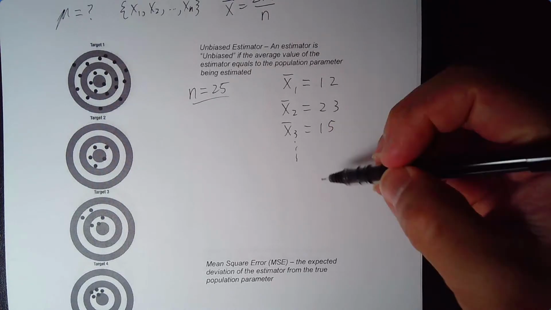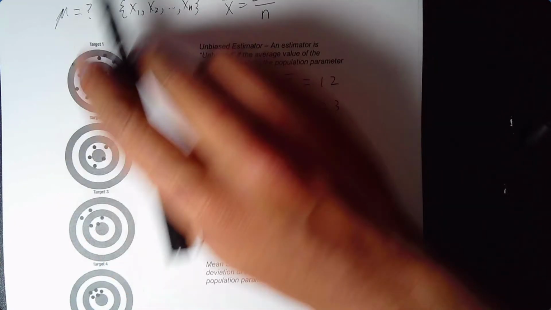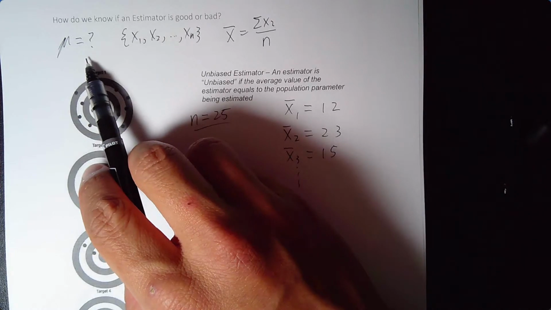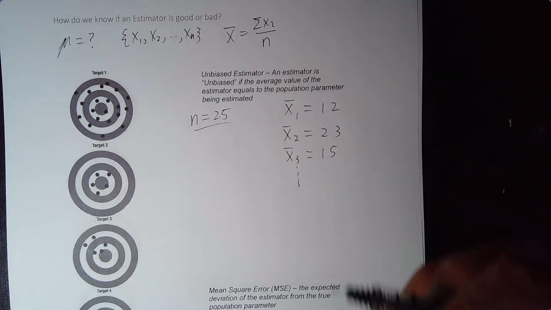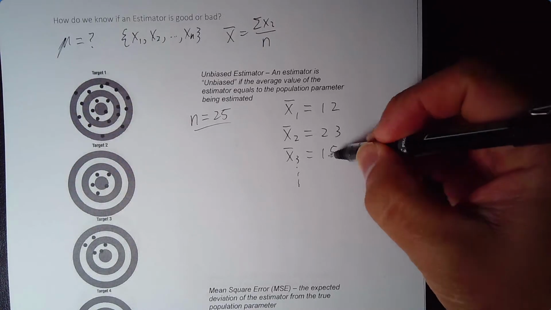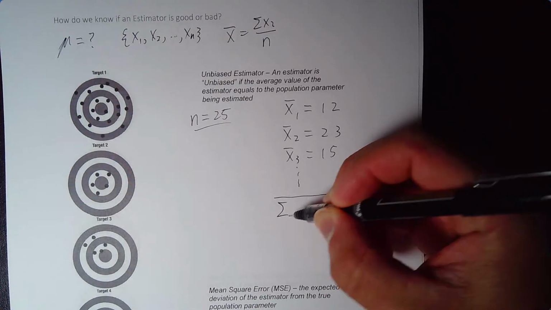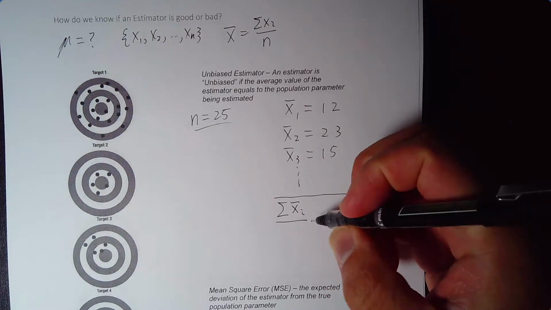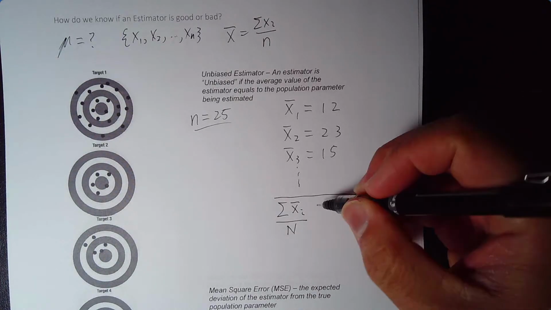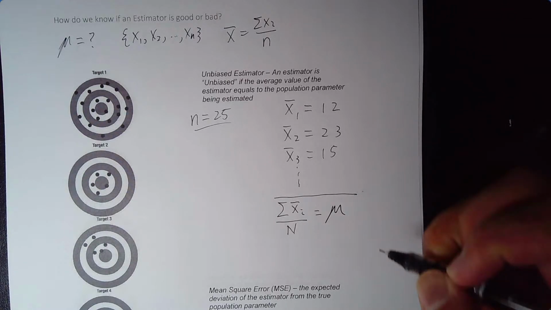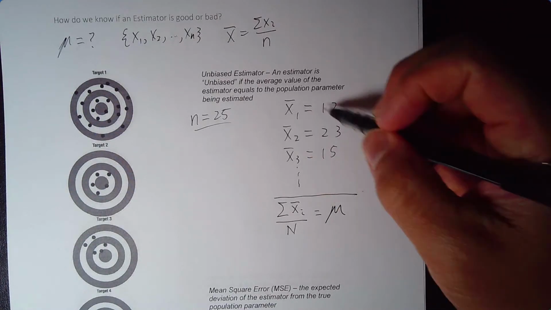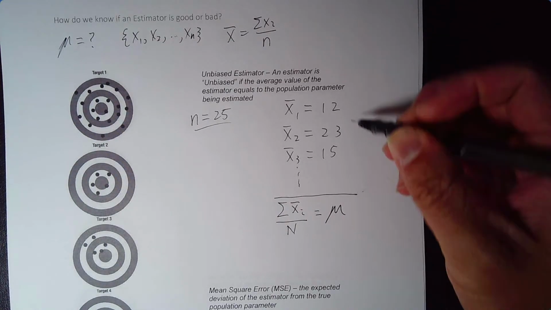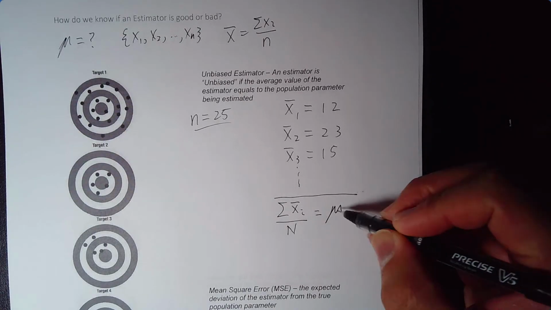Now remember, my goal is to estimate the true population average. I have no idea what this actually is. But when I use x bar, I can trust that on average, if I take all of the sample x bars, add them up, and divide by how many times I did it, then this will equal the population average. This is a good estimator. This is an unbiased estimator because on average, I am expecting that I will see mu.